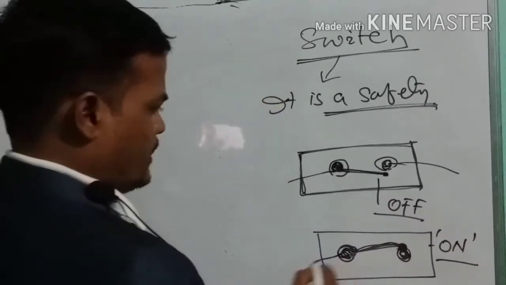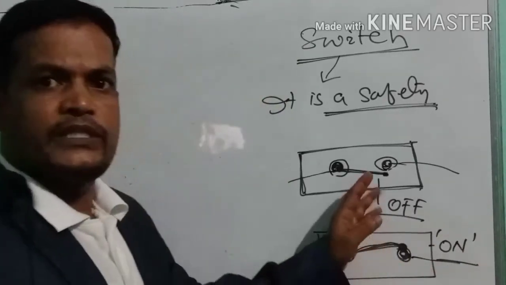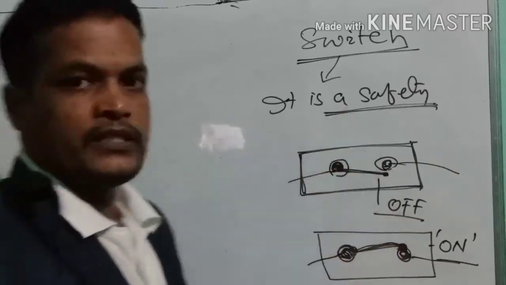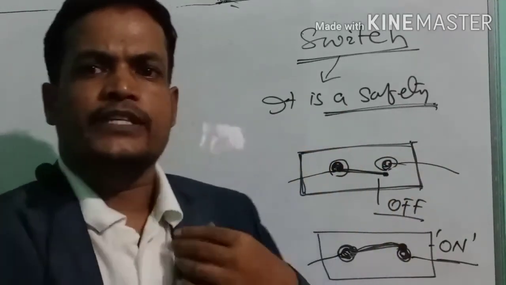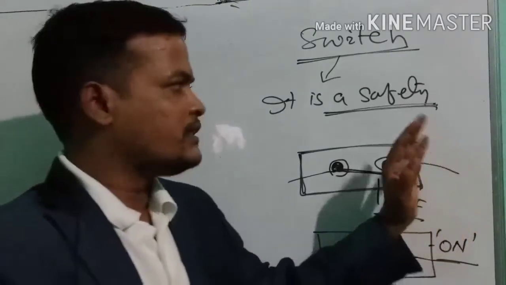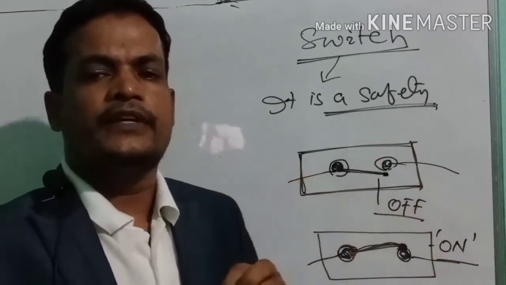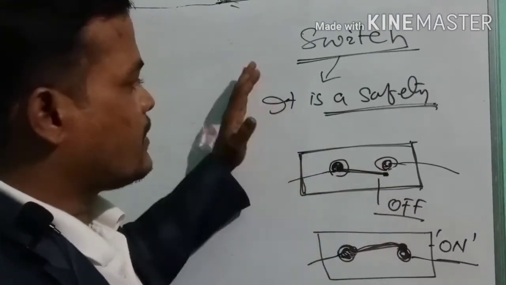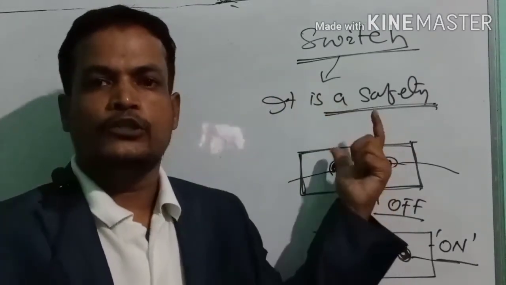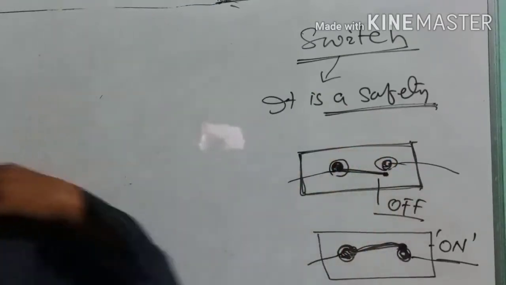So this is what we call a switch. A switch is a safety device which is used in the electric circuit to make the circuit safe, and also other important electrical appliances or electronics. That means the total electric appliances or current will be safe due to the use of this safety device.